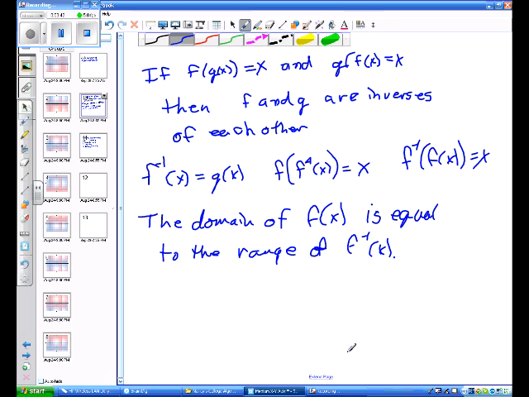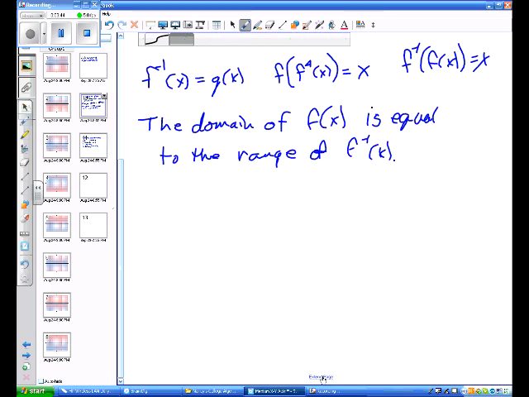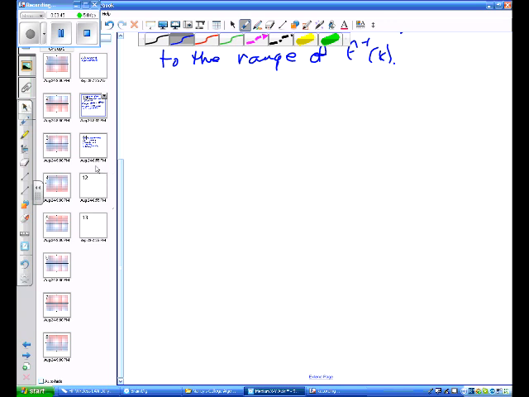So let's show that two functions are inverses of each other. Let's take the function f of x equals 4x minus 7, and g of x equals (x plus 7) over 4. And we want to see, are these inverses?